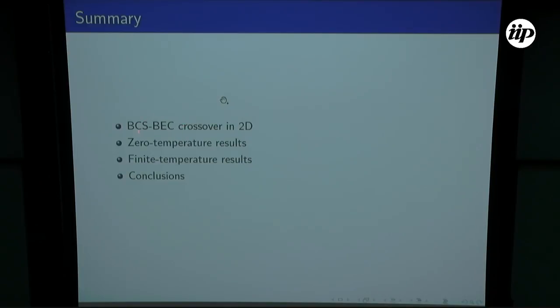First, I will briefly review the BCS-BEC crossover in 3D and also in 2D. Then I will show some theoretical results we obtained for finite temperature, but first also zero temperature. At finite temperature in 2D, to get reliable results, it's necessary to introduce vortices and anti-vortices. So I will discuss this also.